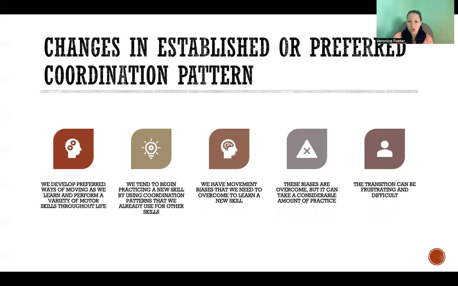So the foundational coordination patterns are kind of similar because in both cases, you're hitting an object with a racket. But they're different enough that if you try to use the same exact coordination patterns, you won't be successful. And so that's what we mean by having movement pattern biases, is that you're biased in the direction of the skill you already have. Like if you already play tennis, you have to sort of overcome that and unlearn those patterns to be able to learn the correct ones to play badminton, for example.